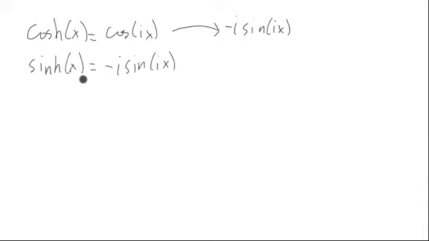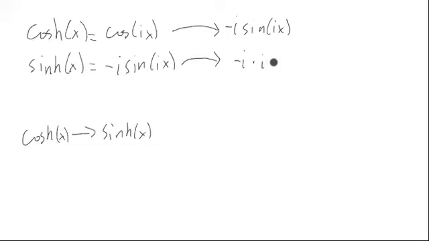So let's make a little table here. Down here, we're going to have the derivative of cosh of x is just sinh. Now, what's the derivative of sinh? Using the chain rule, we have negative i times cosine of ix, and this multiplied together will be just positive 1. So you end up getting cosh. In other words, the derivative of sinh is actually cosh.